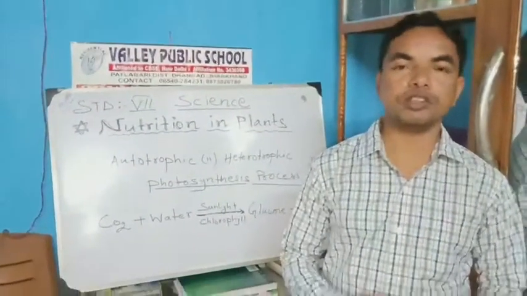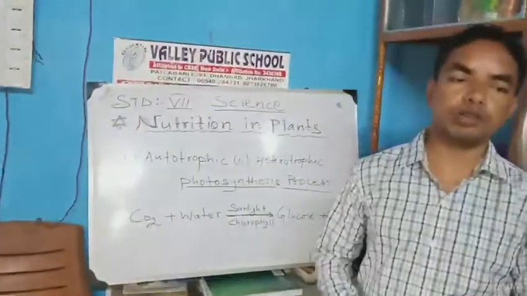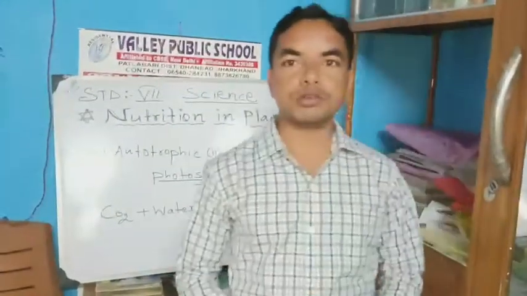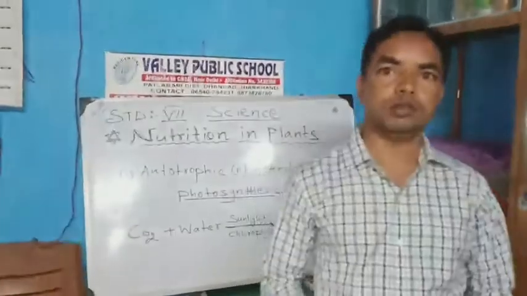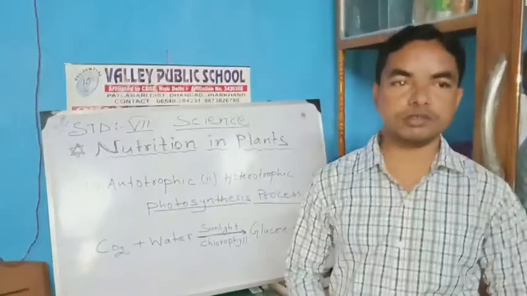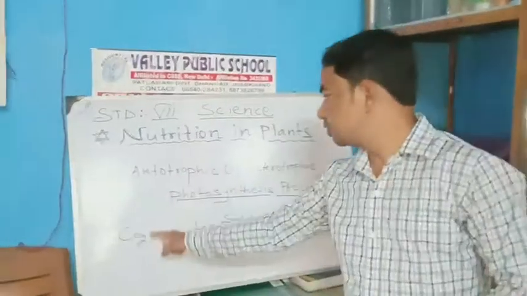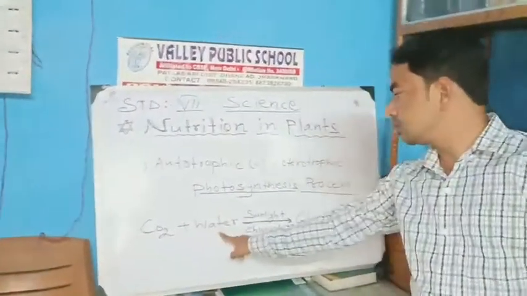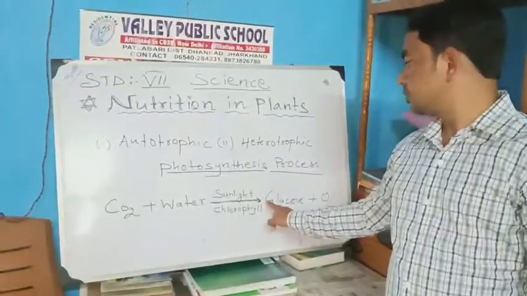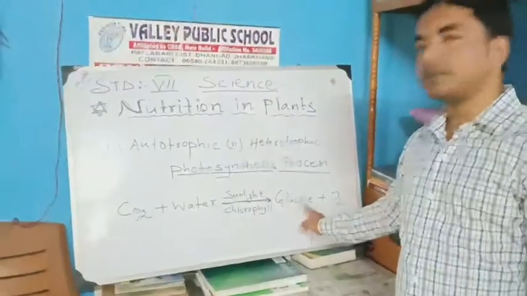What is photosynthesis? Photosynthesis is the process by which all green plants make their own food by using carbon dioxide and water, in the presence of sunlight and chlorophyll. For this process, an equation is formed: CO2 plus water, in the presence of sunlight with chlorophyll, gives glucose and oxygen.